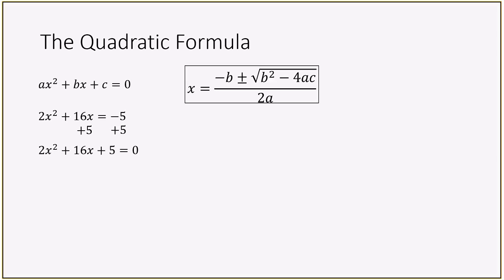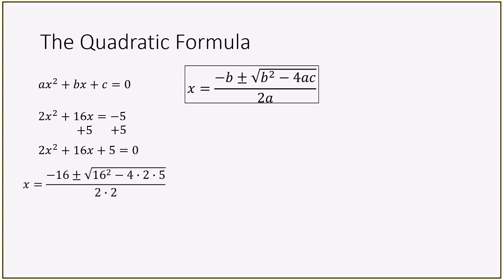And this next step is a little bit involved, but all I'm really doing is taking that formula that I have boxed and putting everything in the correct spot. So I'm going to put in 2 everywhere I have an a, 16 everywhere I have a b, and 5 everywhere I have a c. And so what that will look like is this.